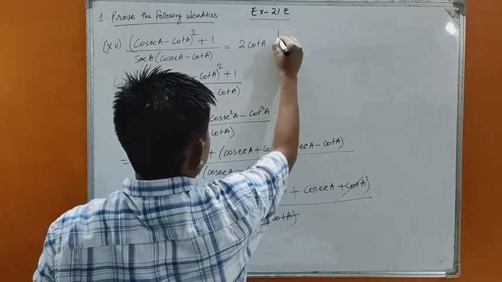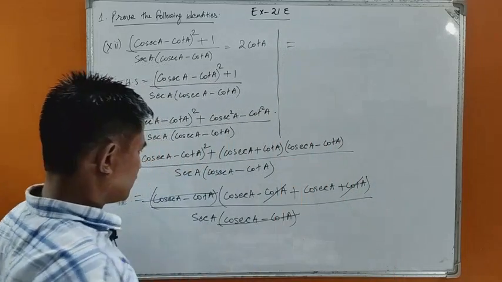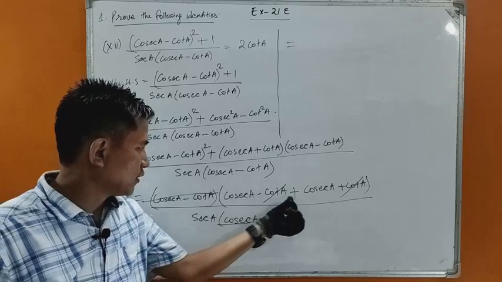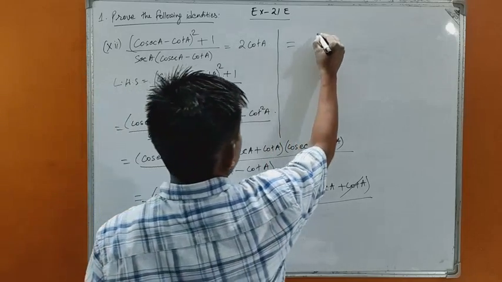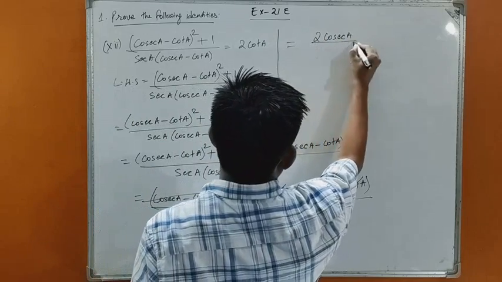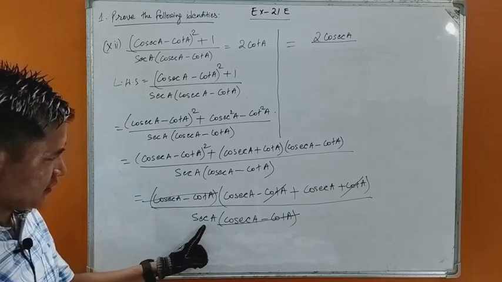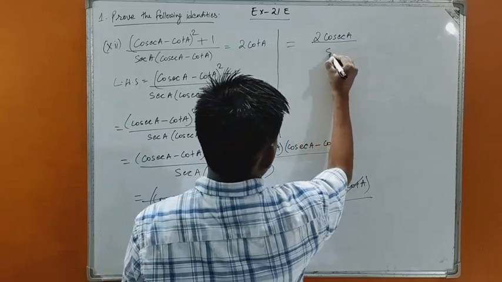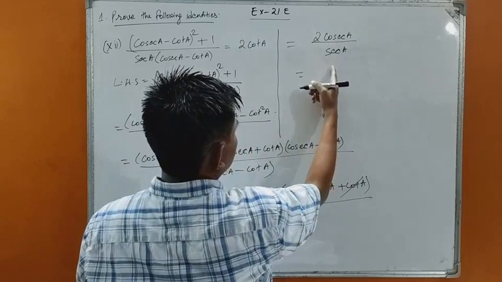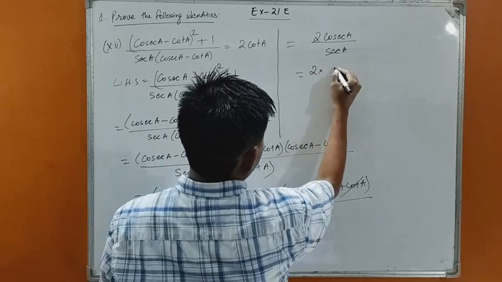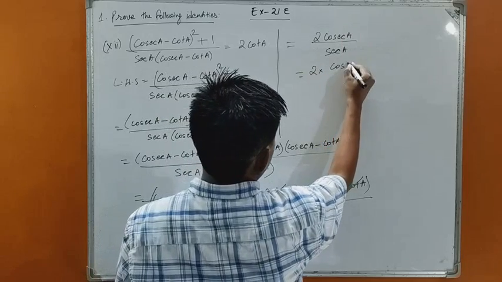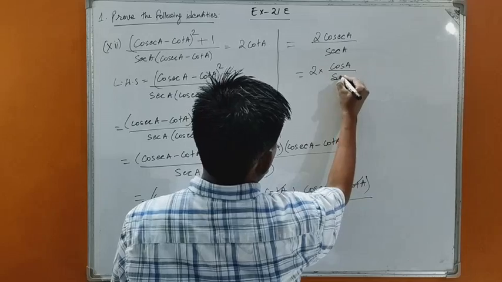So let me continue this here now. This gives us cosec A plus cosec A. We have cosec A plus cosec A means 2 cosec A whole upon sec A, isn't it? So if you take this cosec A to the denominator, it becomes sin A, and if you take this sec A to the numerator, it becomes cos A. So cos A upon sin A.